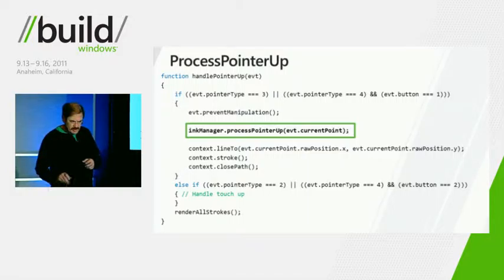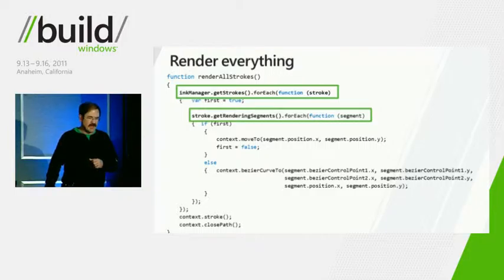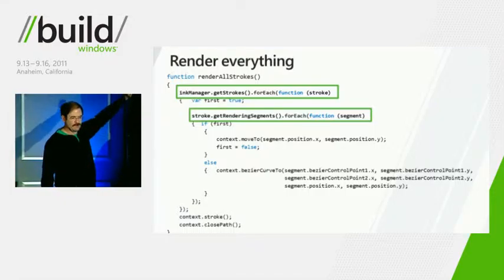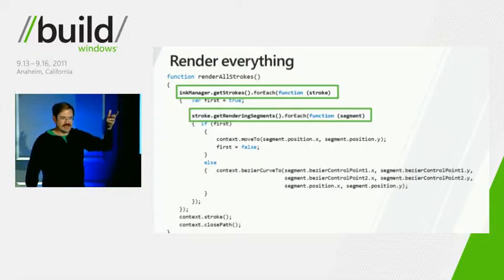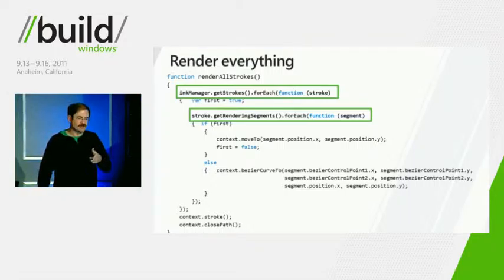I think the next slide is... Yes. Now, I slightly screwed up here. I did not put the call... Well, it's really full and busy, but in the real code, it actually erases the whole canvas first. But here you see the code that loops through and redraws all the strokes. So the ink manager has a getStrokes method, and we are calling for each. That's just a standard function that loops through any standard array in JavaScript. And for each one of the strokes, we are calling the getRendering segments.